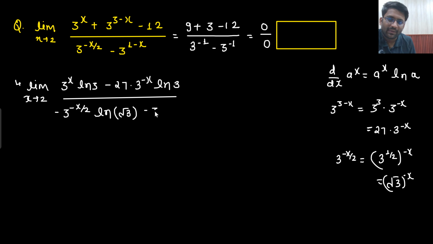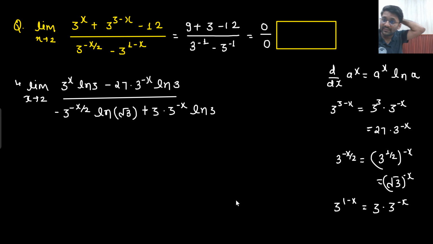Okay, then here minus 3. What could 3 to the power 1 minus x be written as? It could be written as 3 into 3 to the power minus x. So you need to differentiate 3 to the power minus x. What you will get is 3 to the power minus x as it is, ln 3, but with the negative sign, so this sign will become positive. So this is the differentiation we have done.